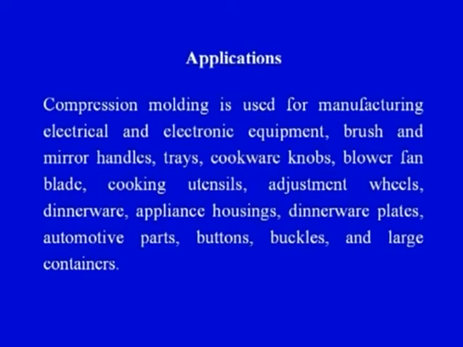Now finally we come to the application areas of the compression molding process. Compression molding is used for manufacturing electrical and electronic equipment. Brush and mirror handles can be made by compression molding. Trays, cookware knobs, blowers, blower fan blades, cooking utensils, adjustable wheels, dinnerware, appliance housings, dinnerware plates, automotive parts, buttons, buckles and large containers can be made by the compression molding process. Our idea primarily is to understand the basic principle or the basic forming technique that is used in compression molding.